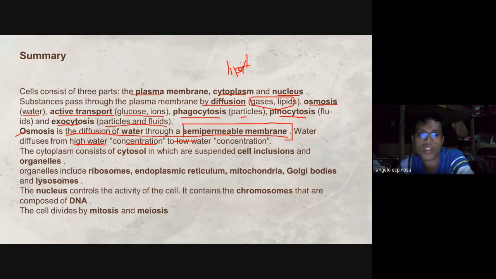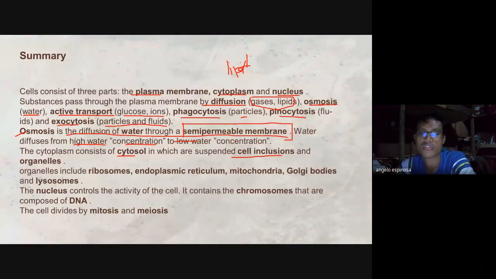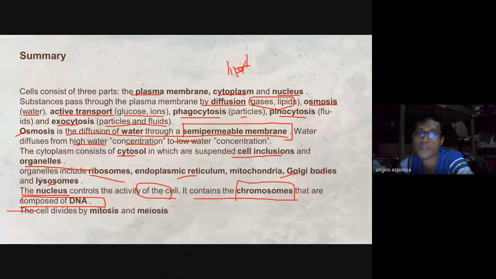And then, the cytoplasm consists of cytosol in which are suspended cell inclusions and organelles. Organelles include ribosomes, endoplasmic reticulum, mitochondria, Golgi bodies, and lysosomes. And the nucleus controls the activity of the cell. The nucleus contains chromosomes, which carry the DNA, genetic material, and phenotypic materials. The cell divides by mitosis and meiosis.